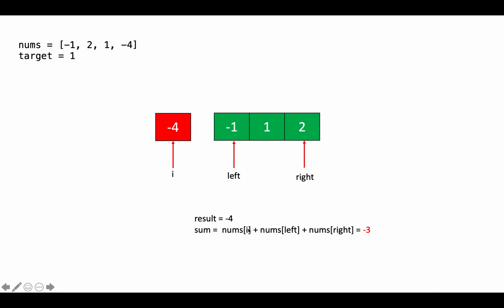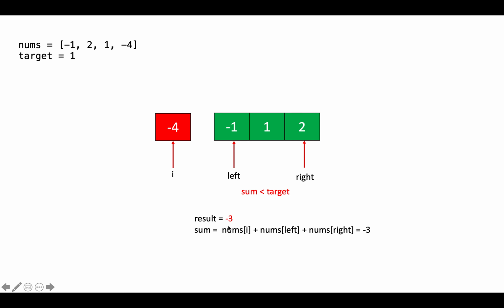We add these 3 numbers, and the result is -3, and we should compare our result and the sum. The sum is closer to our target, because -3, the absolute value, is smaller than our target -4.